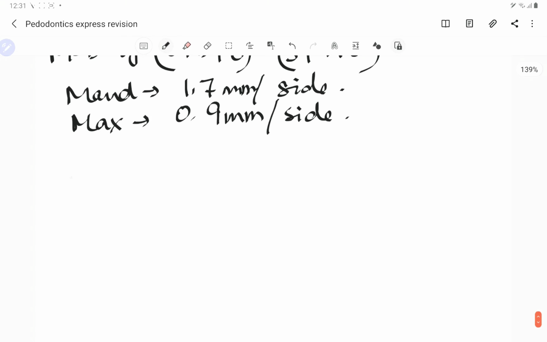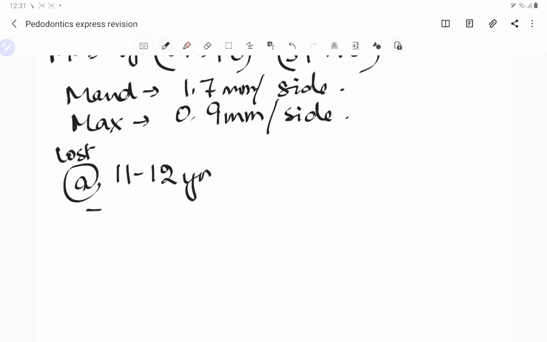This space is also lost at the age of 11 to 12 years with the exfoliation of the E. After the exfoliation, that means shedding of the E, the space is lost. That is why we call it the E space.